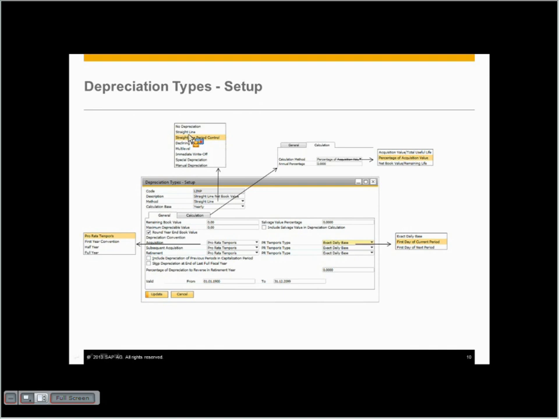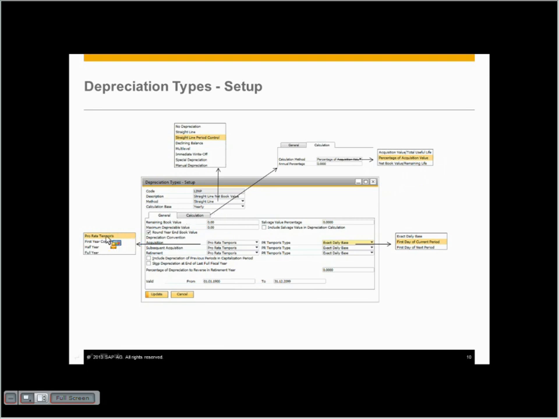But then you have a straight line method. And the straight line method is very straightforward. As you can see here on the calculation tab for straight line calculation, you will simply divide your acquisition value by total useful life, or optional percentage of the acquisition value, or you decide to have the net book value divided by the remaining life. This is how you would set up the calculation for the straight line method.